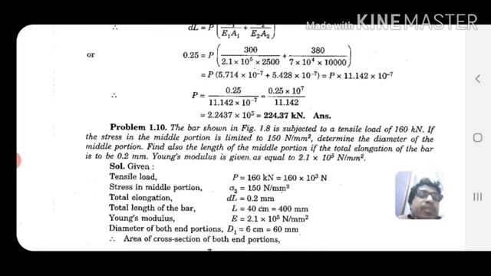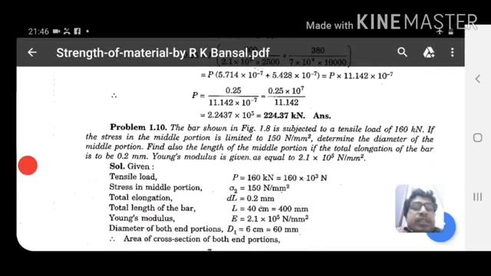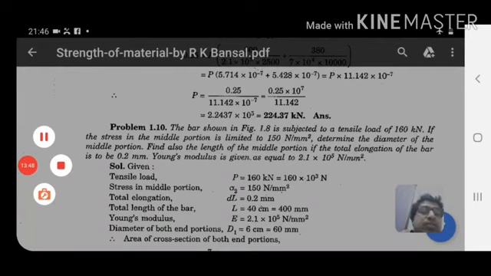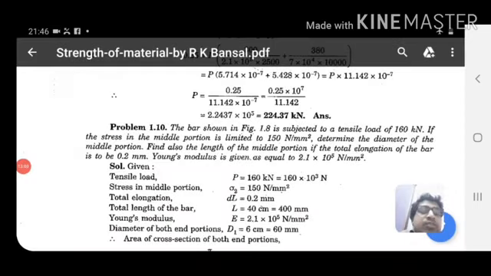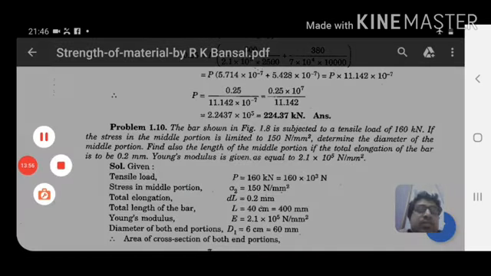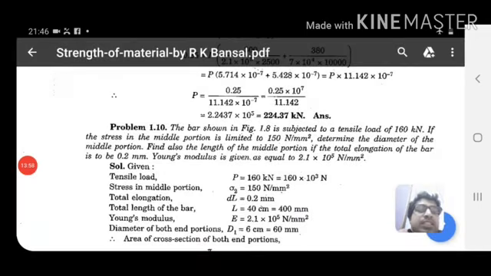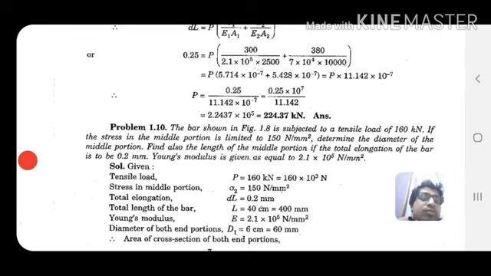So P, after calculating, P is equal to 0.25 divided by 11.142 into 10 to the power minus 7. Actually, after calculating, you get 2.2437 into 10 to the power 5. So that is equal to 224.37 kilonewton.